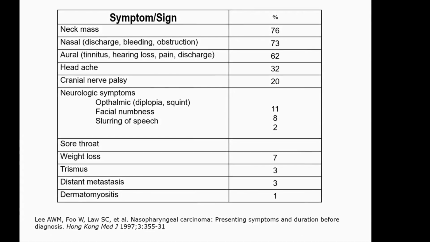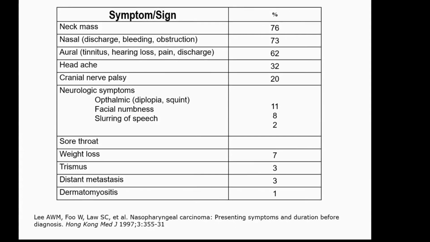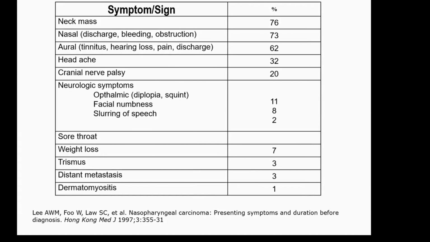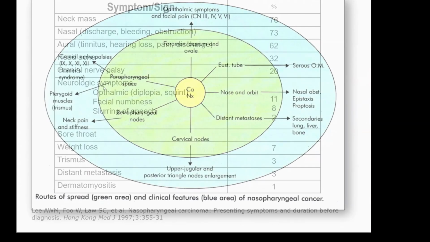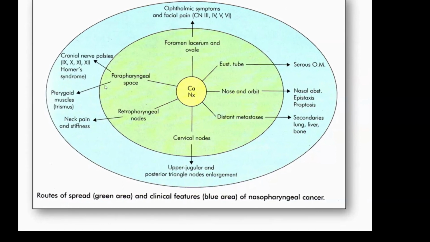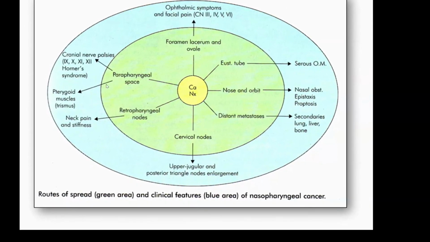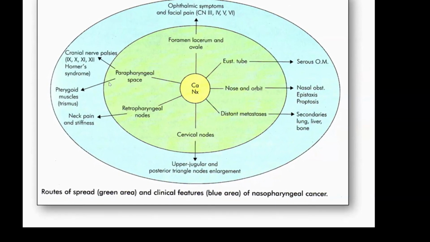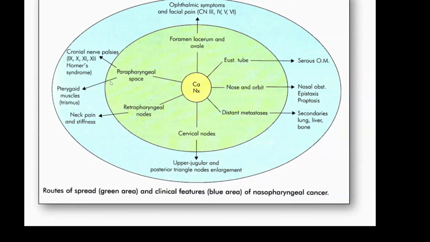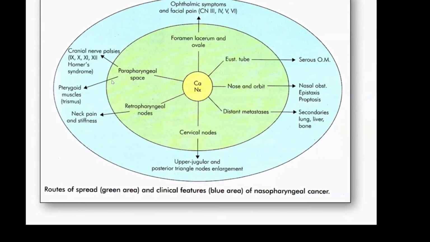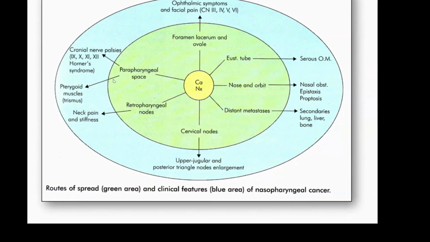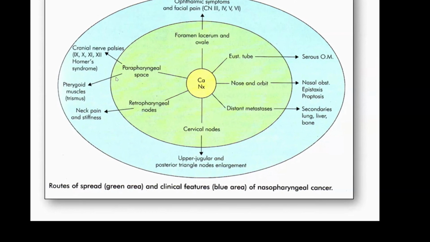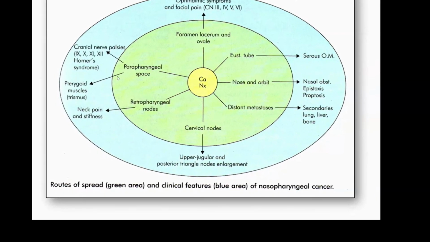Other cranial nerve palsies may be because of surrounding infiltration of the tumor in the area of the jugular foramen, the middle ear, and the eustachian tube, and these are the pathways of spread. It can spread laterally to the eustachian tube, anteriorly to the nose. It may cause distant metastasis, mainly to lungs, liver, and bones. It may involve the parapharyngeal space, involving the ninth, 10th, and 11th cranial nerves. It may invade the pterygoid muscle, leading to spasm of the pterygoid muscles.